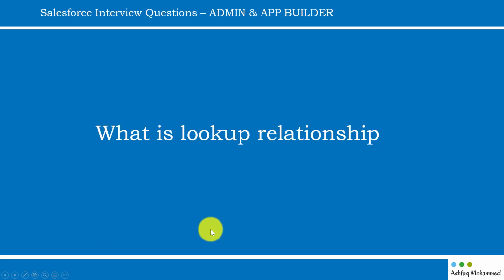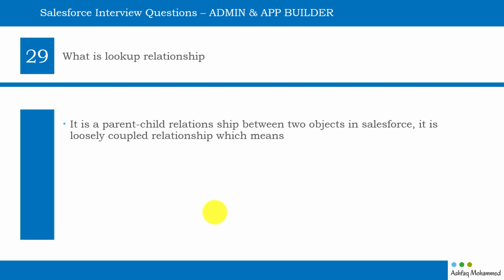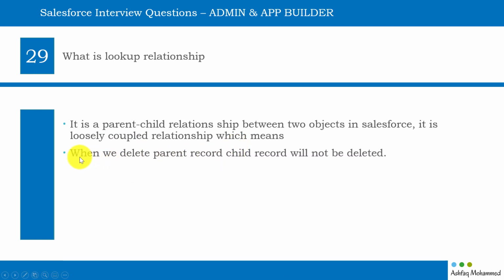Okay. The next question is what is lookup relationship? When you have seen master details, you have to see the lookup as well and identify what are the differences between these two, right? So it is a parent-child relationship, exactly the same as master detail between the two objects in Salesforce, right? It is loosely coupled. Okay, just concentrate here. Earlier master detail was tightly coupled, but this is loosely coupled. What does this mean? It means when we delete the parent record, the child record will not be deleted.